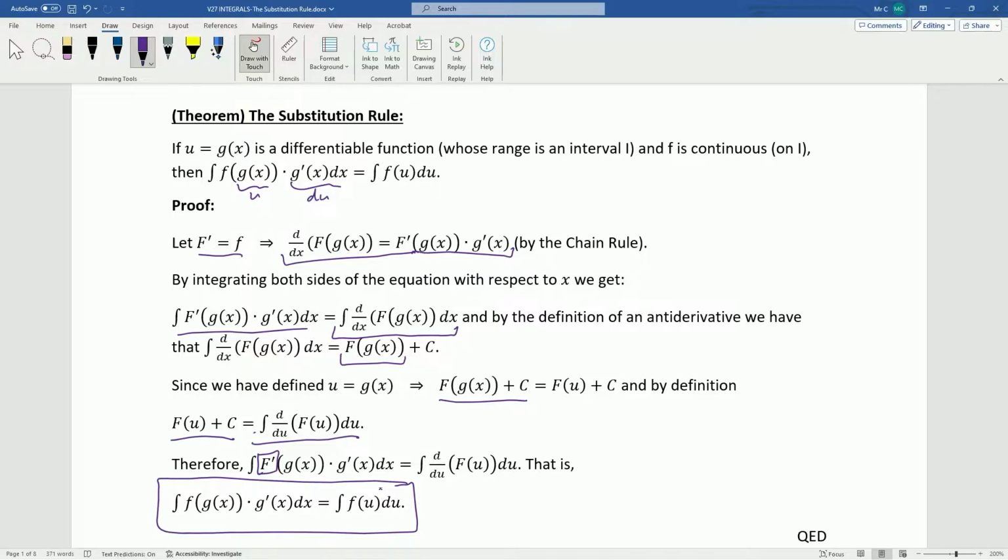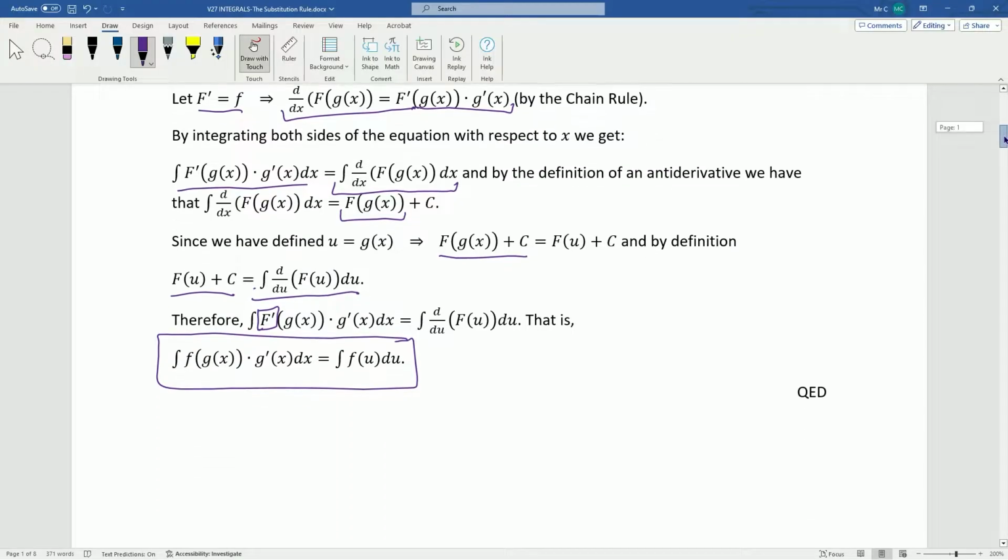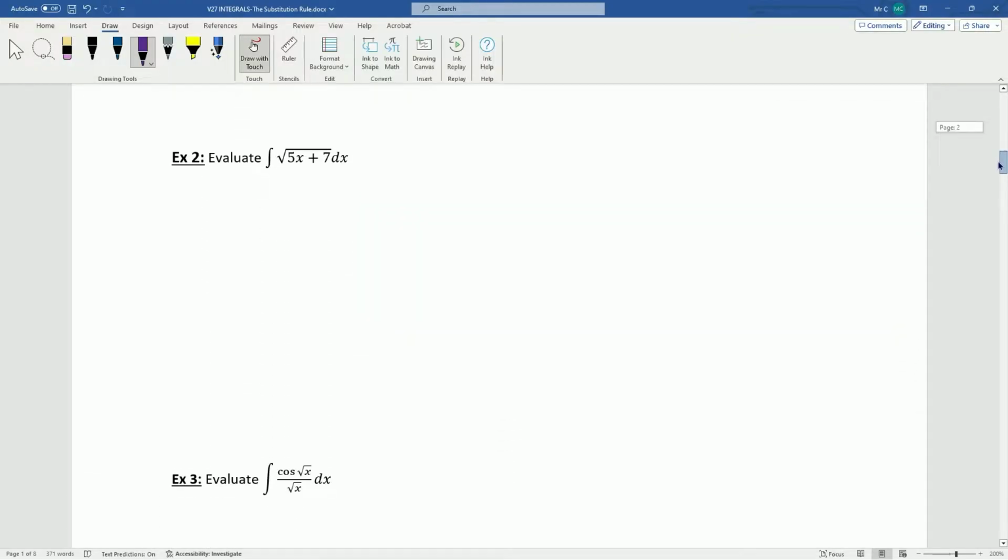Okay, so let's go ahead and just apply this to some more problems.